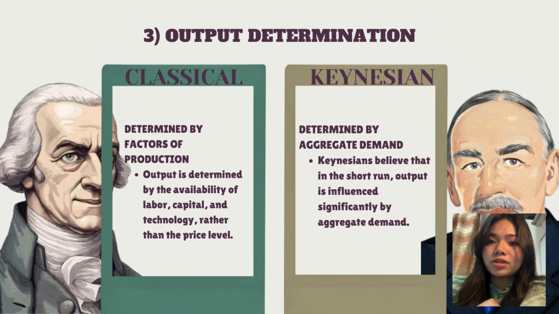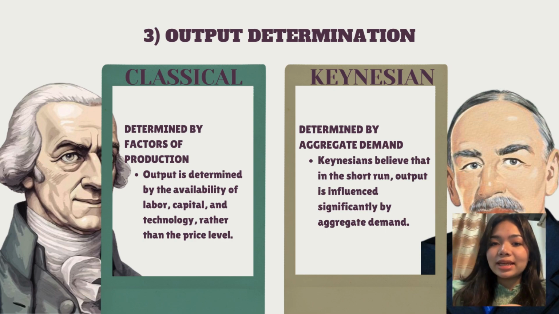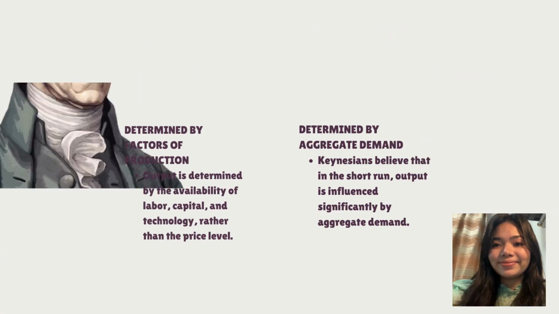Meanwhile, in Keynesian economics, the determination of output in the short run is primarily driven by aggregate demand, where output determination is based on the equilibrium between aggregate demand and aggregate supply, particularly in the short run where prices and wages are sticky.